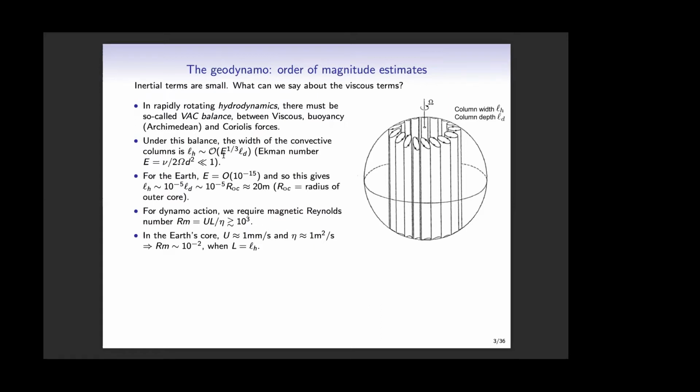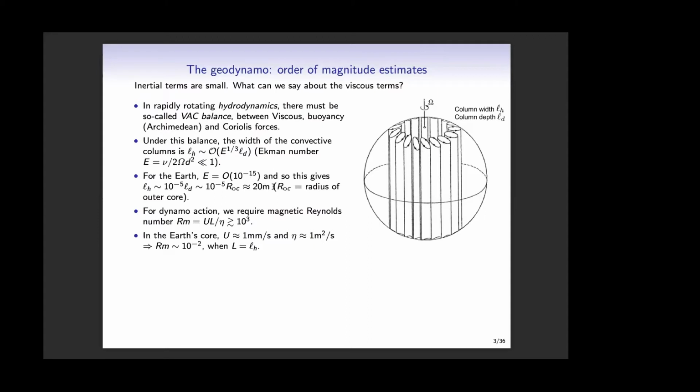And in the Earth, this is the Ekman number, a ratio of viscous terms to rotational terms. In the Earth, this is a small number. 10 to the minus 15 is the number that you often see quoted. And so this suggests that LH, the horizontal scale of these motions, is 10 to the minus 5 times smaller than the depth, and the depth is something like the radius of the outer core. And this suggests that these columns are very thin.